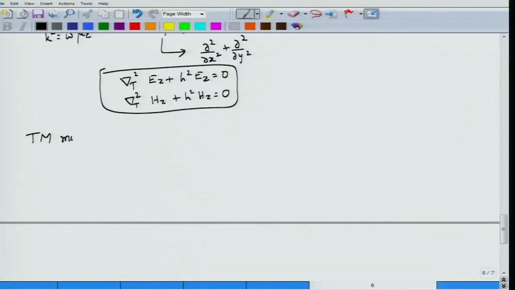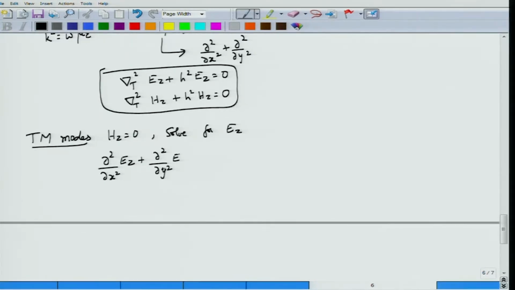Okay, so let us assume that we want to deal with TM modes. For TM modes, Hz is equal to 0, so I need to solve for Ez, right? So I'll split this up: del square by del x square Ez plus del square by del y square Ez plus h square Ez is equal to 0. Okay, so this is a second order partial differential equation in two variables. Now it's quite difficult to solve partial differential equations in one variable. Now we have two variables to solve. How do we proceed?